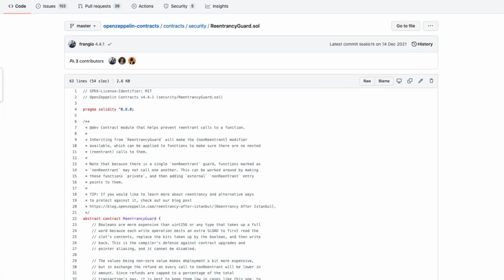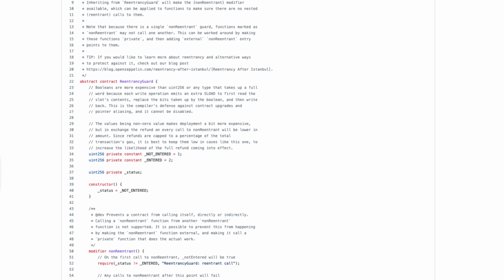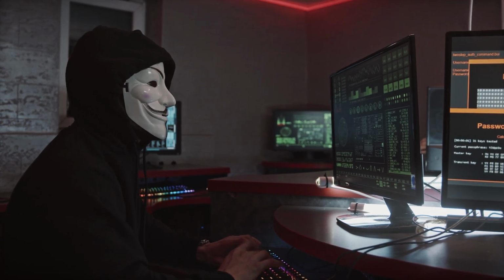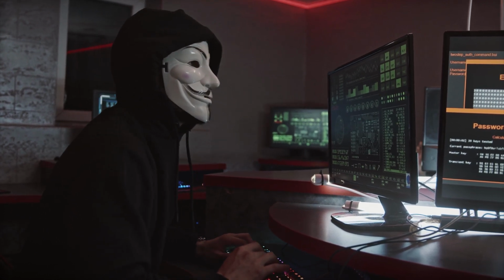You can also use things like OpenZeppelin's pre-made reentrancy guard. You can download it, add that to your contract for extra safety. And it's always best to have an expert audit your work if you plan to handle lots of people's hard-earned cash. That's all for this video.